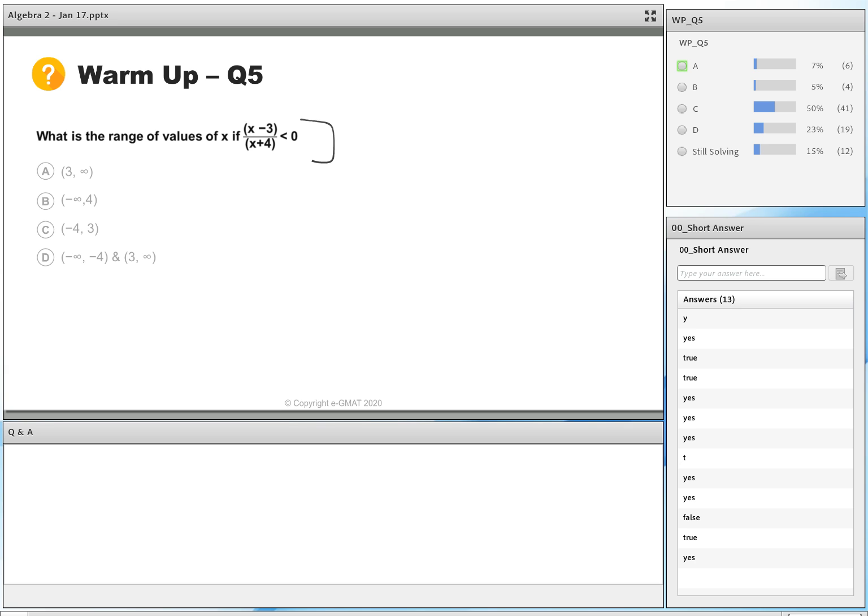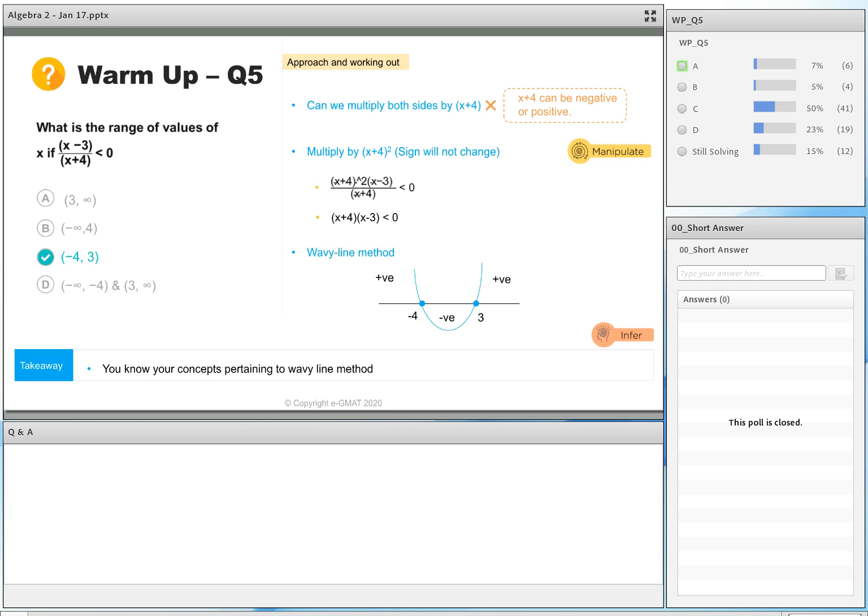A perfect square is a non-negative number. Is that true? Yes, it is true, right? So here as well, we'll apply something like that itself. So let me end the poll over here and clear all the answers. Now, what we need to do is get rid of this denominator.